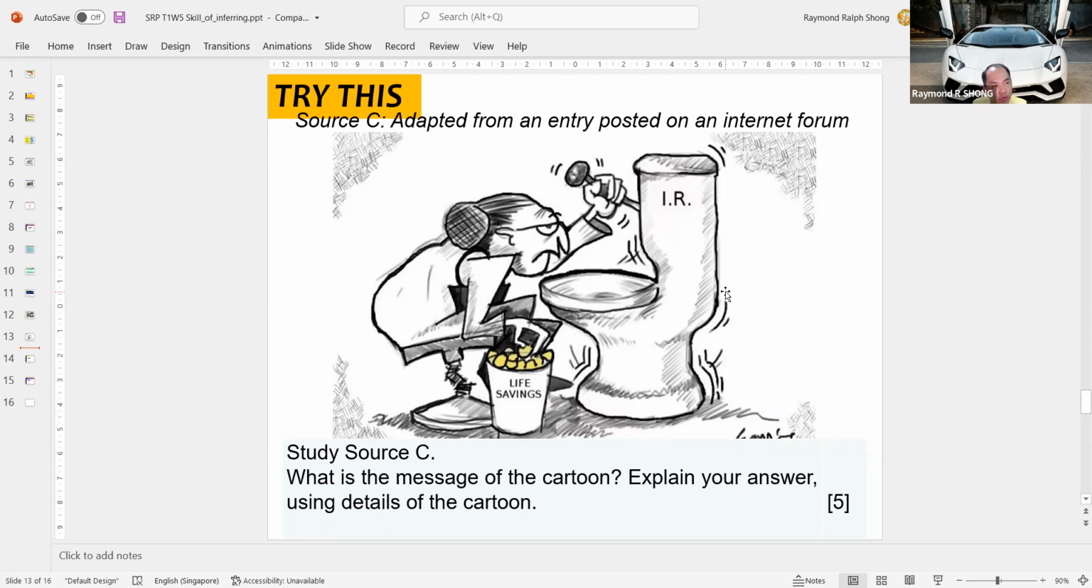Xing Chen, how do you infer from this picture? Are you ready to tell me, Xing Chen? Zhao Xuan, what is your answer? Xing Chen, are you ready to tell me your answer? I'm not sure what IR is. Pei Kun, tell him what IR is. Integrated resort. What is integrated resort? Like the casino, yeah. The one in MBS, the Marina Bay Sands, right? Remember? And the one in Sentosa, the casino resort.